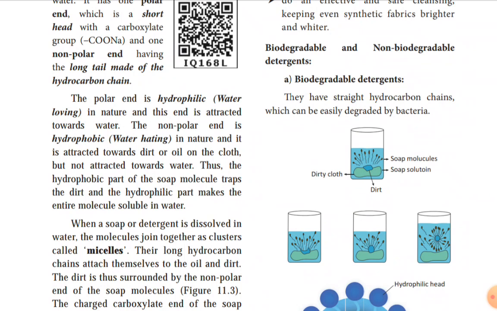The polar end is hydrophilic. Hydrophilic means the water-loving part. It is usually attracted towards water. The non-polar end is the opposite of hydrophilic, which is water-hating. It is called hydrophobic. That means it is attracted towards dirt, oil, stain, grease on cloth, but not attracted towards water. So two portions: polar end hydrophilic, water loving; non-polar end hydrophobic, water hating.